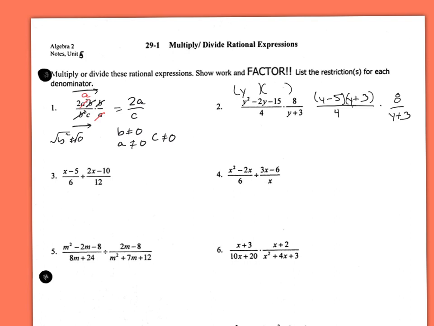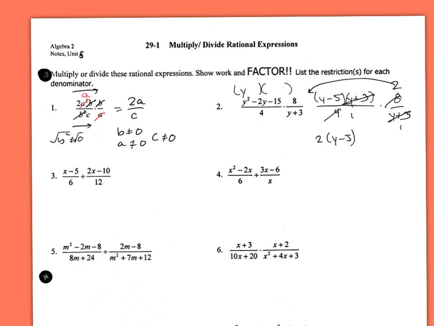Nope, forgot my y. Now the y plus 3's match. You cross off entire groups. 8 divided by 4 is 2. On the denominator, there's 1s only, so you don't have to write the denominator. The top, I'm just going to move the 2 in front of this. So we have 2 times y minus 5. That's the answer.